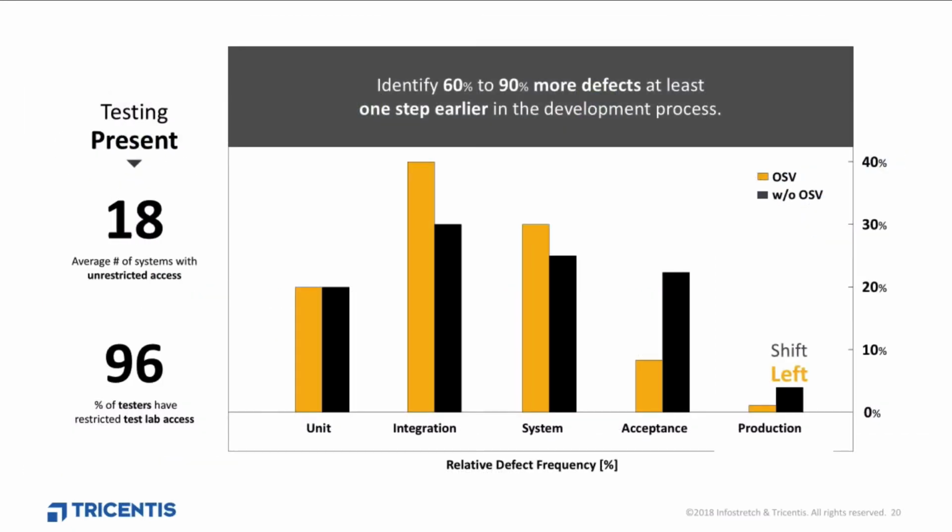I've got a chart here for you. Following the approach of the upside-down testing pyramid we talked about initially, the distribution of defects discovered per test phase looks something like the black parts of the chart we see here. So the majority of defects is found in the integration phase, but still system and acceptance tests reveal a fairly high number of defects. Having successfully implemented Tricentis OSV now leads to the substantial shift of these numbers to at least one phase to the left.